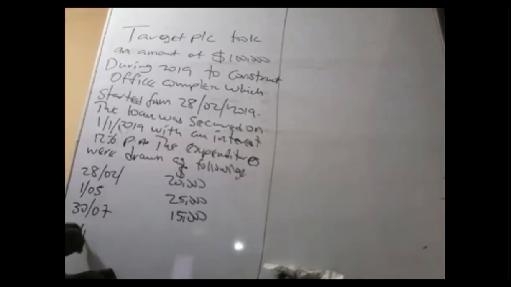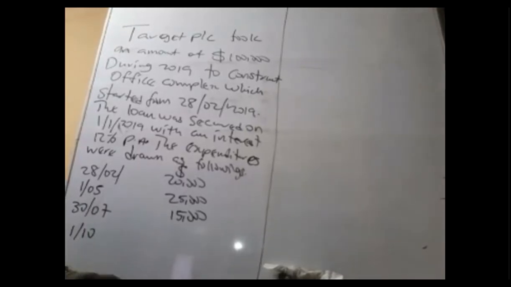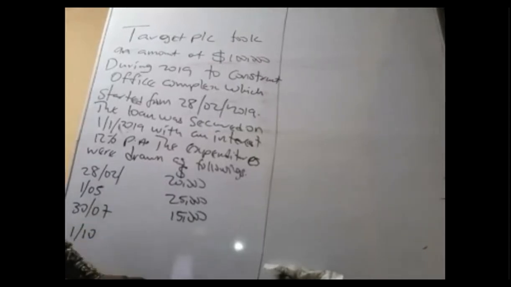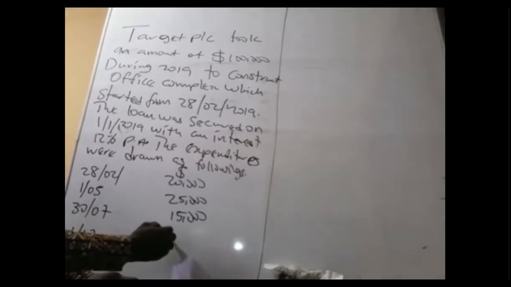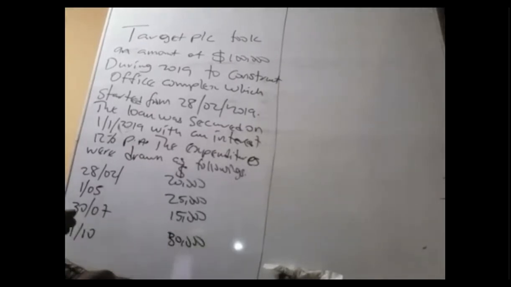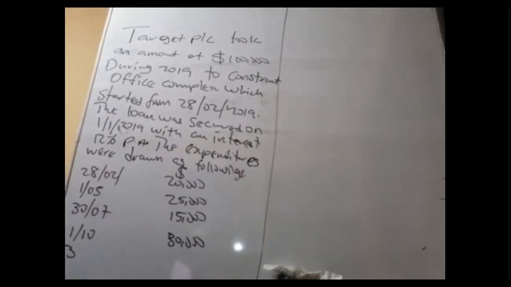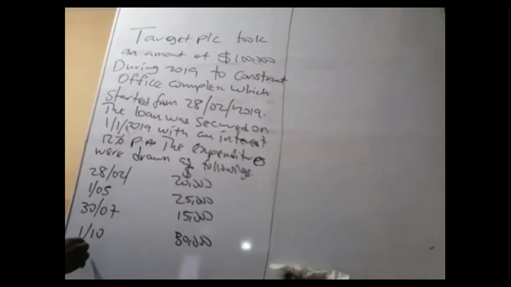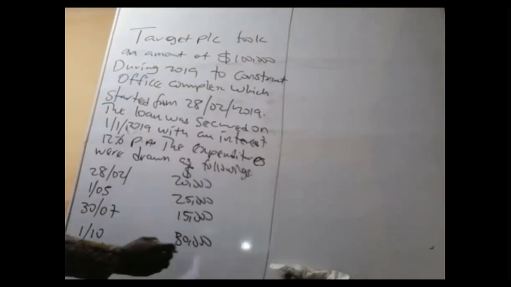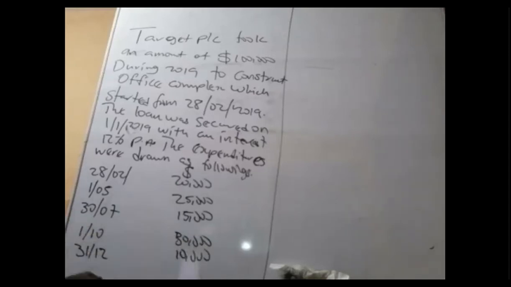On 1st of October, they gave the contractor just 30,000. Then lastly, on 31st of December, they gave the final money to the contractor based on the work satisfied. For 31st December, the final amount of 10,000 was given.